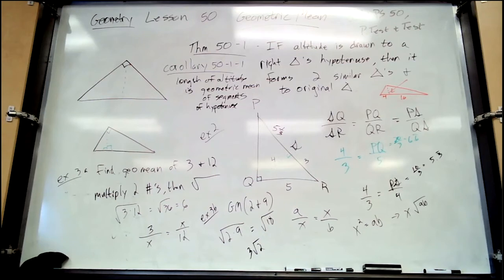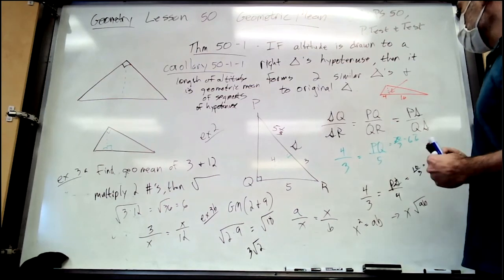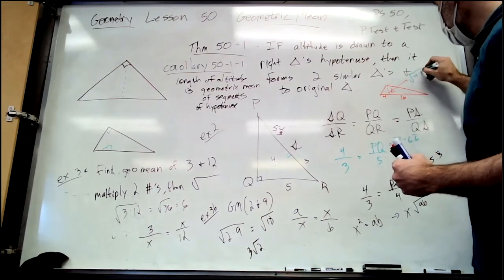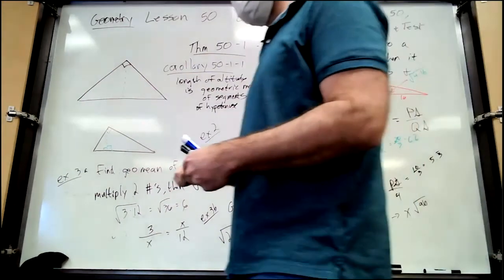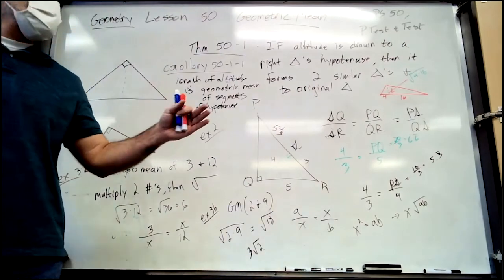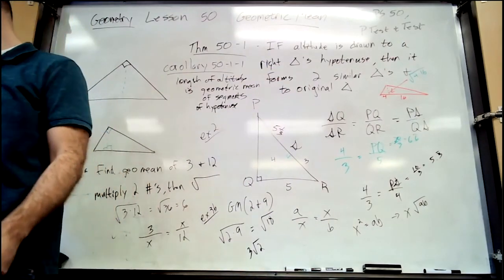4 times 16 is 64. What's the square root of 64? 8. So this is just the square root of 4 times 16. So that altitude is going to be the geometric mean of the two segments that were formed from that hypotenuse. Okay?